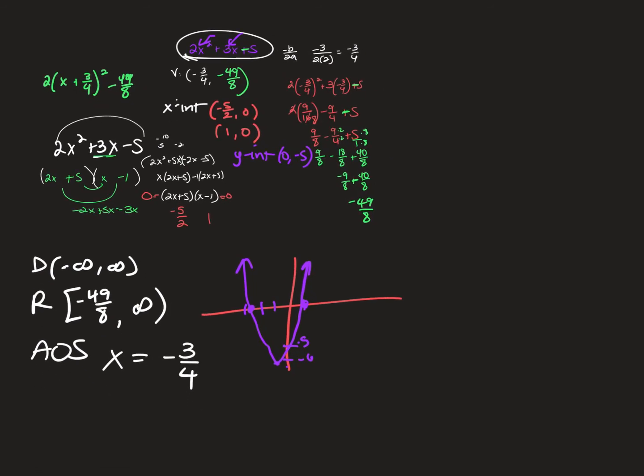Does this graph have a max or a min? The min, and it's the k coordinate of my vertex, or negative 49/8. Is it 5, negative 5/2? That would be around negative 2.5. Okay. Yeah.